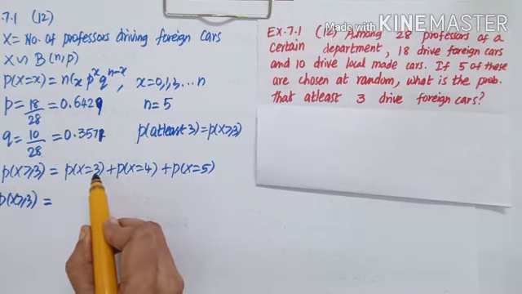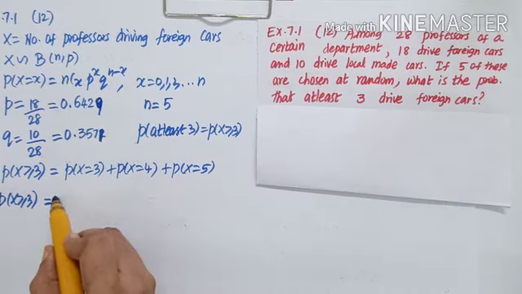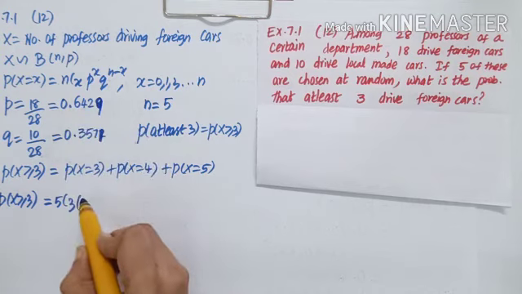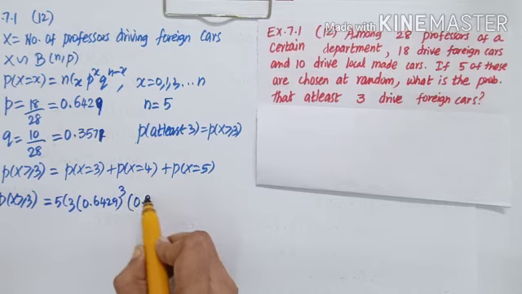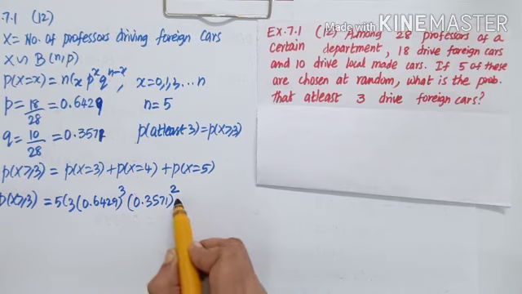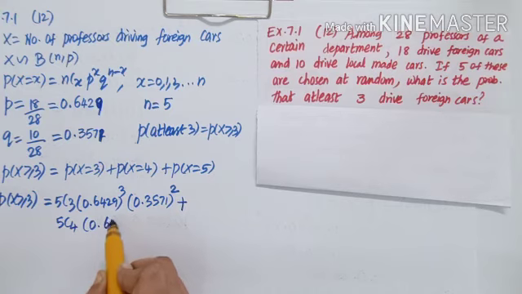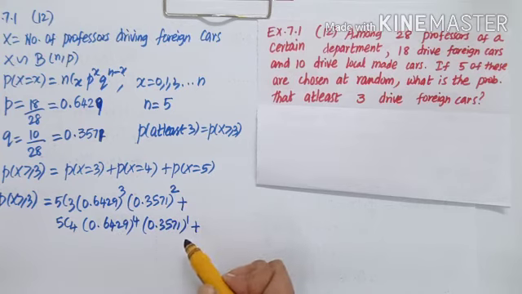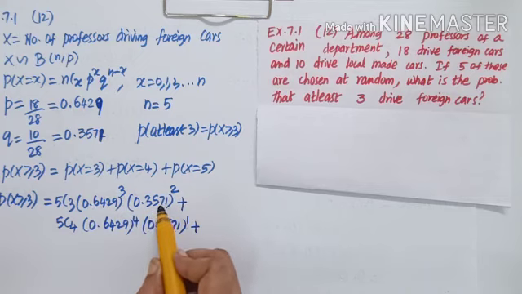P of x is equal to 3. Let us substitute. n value is 5. So 5C3, as we have reduced this, 0.6429 power 3, 0.3571 power 5 minus 3, that is 2, plus 5C4, 0.6429 power 4, 0.3571 power 5 minus 4, that is 1. If you want, you can approximate this to 0.64 and this as 0.36.